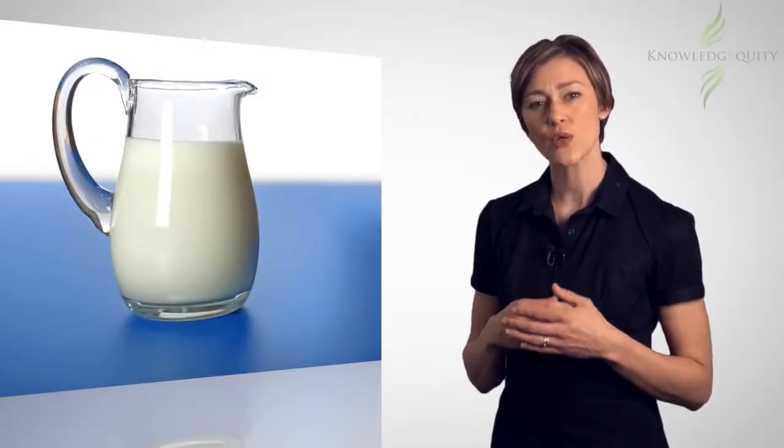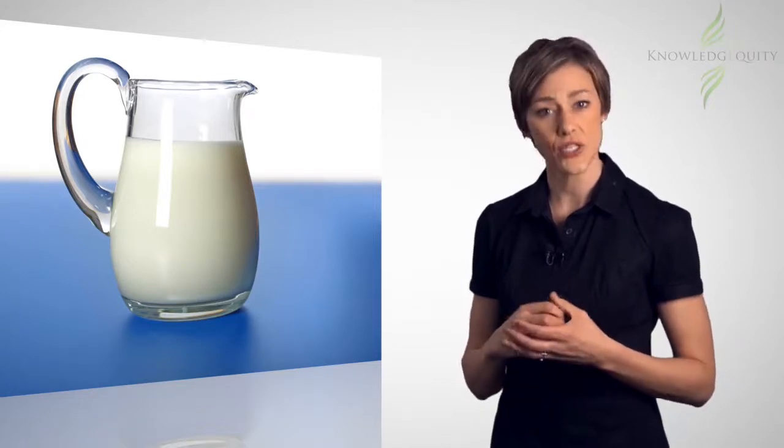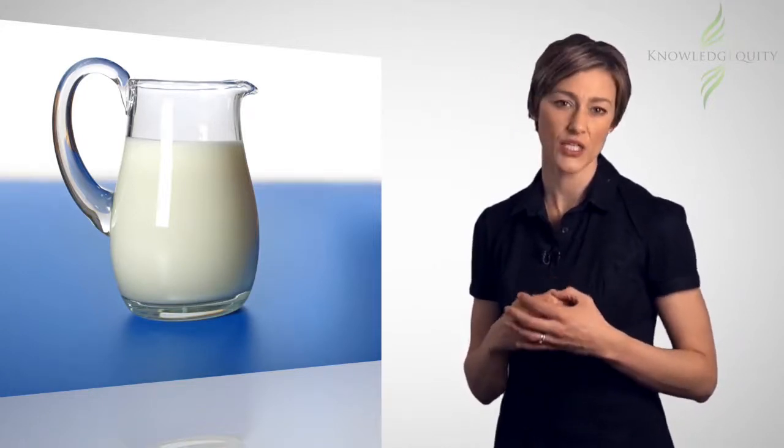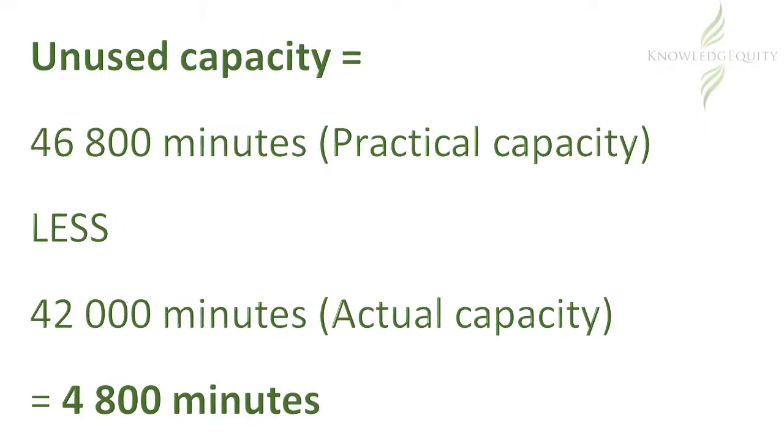In addition, we can also total the actual time spent on these activities to identify unused capacity and what the cost of that unused capacity is for the business. That is, if we know that the sales administration team processes 4,200 orders, each taking 10 minutes, then the total actual time spent processing orders for the month is 42,000 minutes. By subtracting this 42,000 from the practical capacity of 46,800, we can see we have excess capacity of 4,800 minutes.